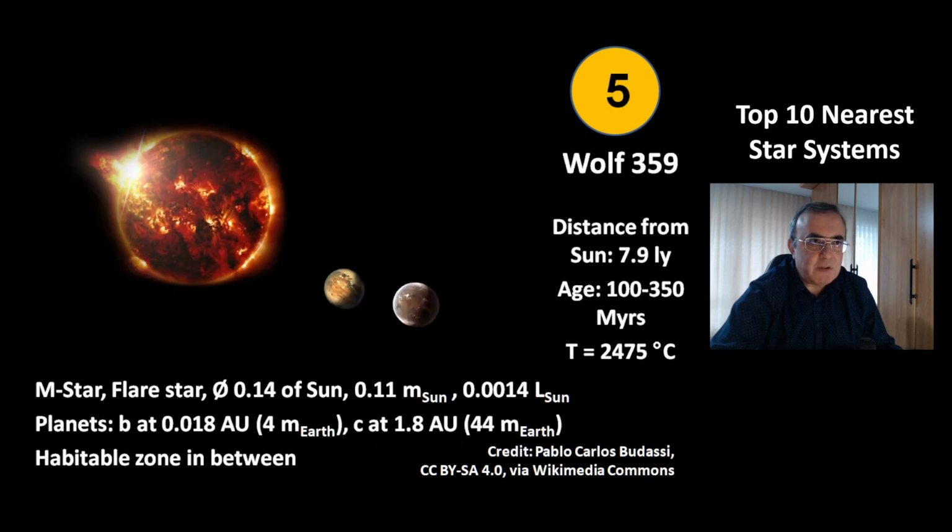This is number 5, Wolf 359. It's about 8 light years away from the Sun. It's a young star with age about 100 to 350 million years. And it's a flare star. This means this star has outbursts of matter and charged particles. It has 11% of the Sun's mass and a little fraction of the Sun's luminosity.